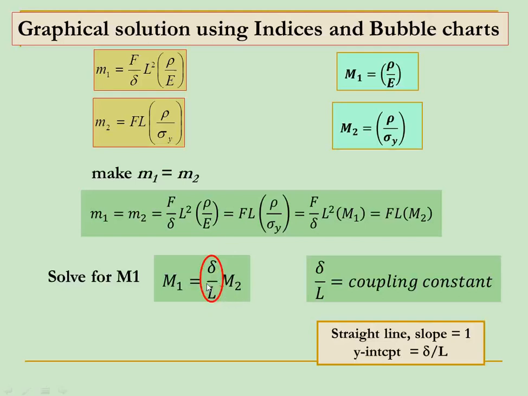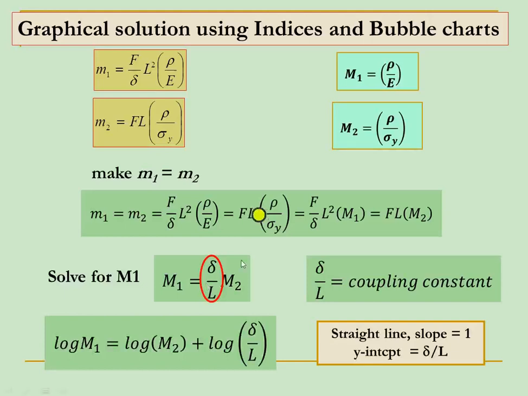If I now move forward, I can take the log of this expression. This tells me that log m1 is equal to log m2 plus log delta upon L. This equation is nothing but y equals mx plus c. That means I can now plot index 1 versus index 2, and it is an expression for a straight line with slope 1, that is y equals 1 times x plus c.